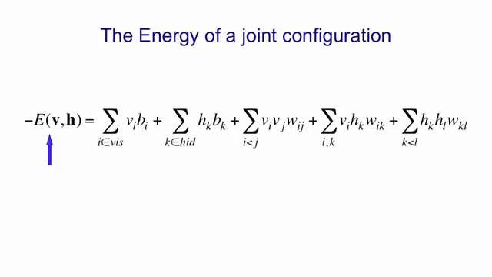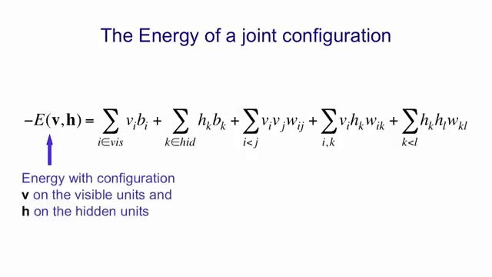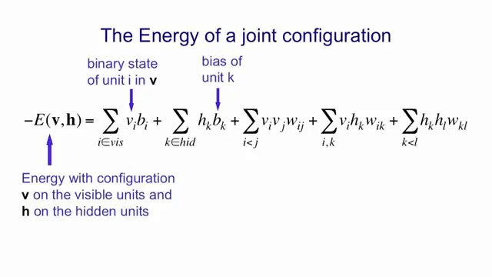And so the negative energy of the joint configuration v,h, that's with vector v on the visible units and h on the hidden units, has bias terms where v_i is the binary state of the ith unit in vector v, and b_k is the bias of the kth unit, in this case a hidden unit.